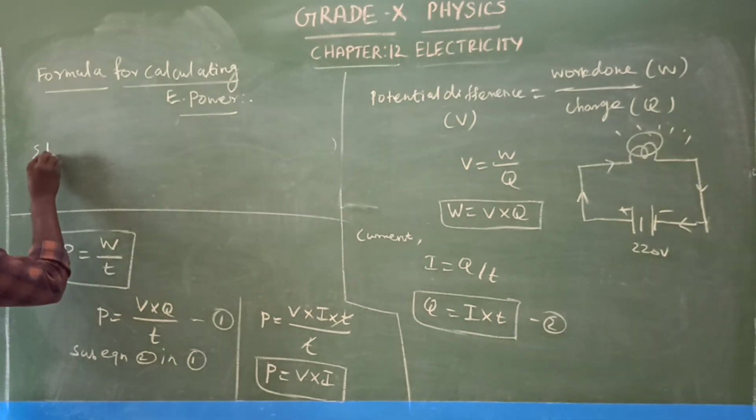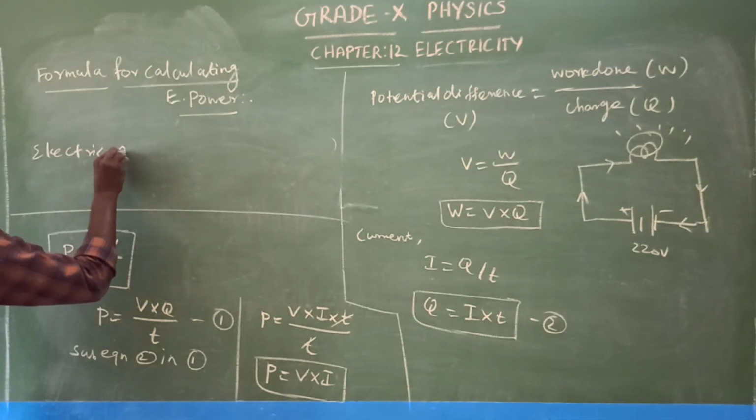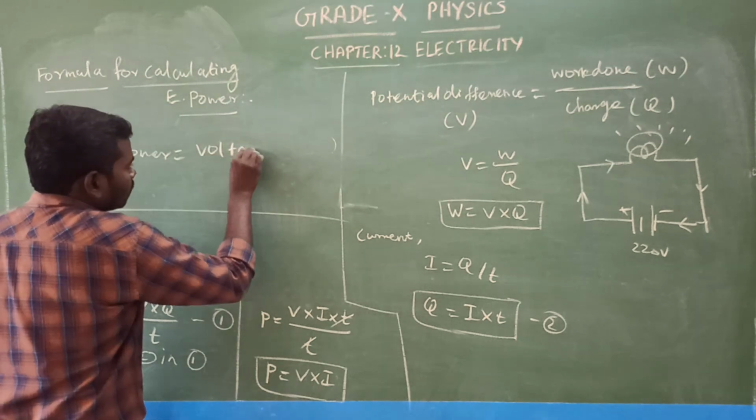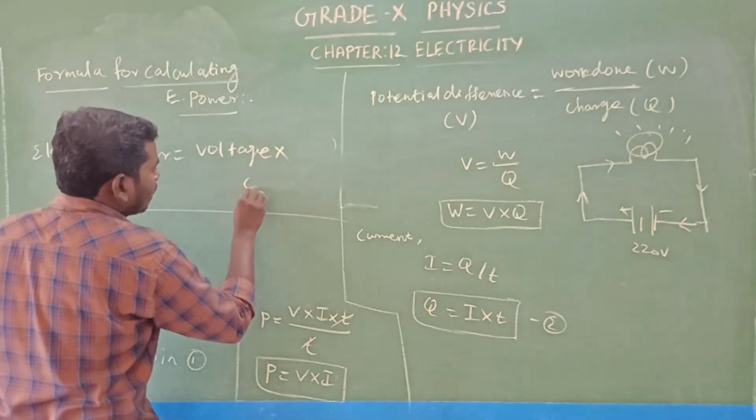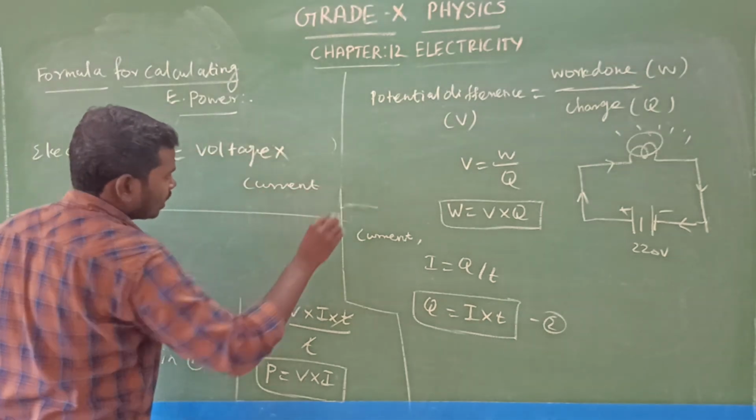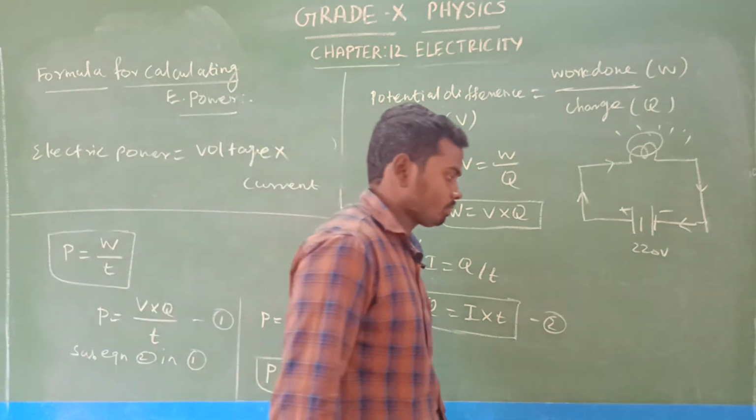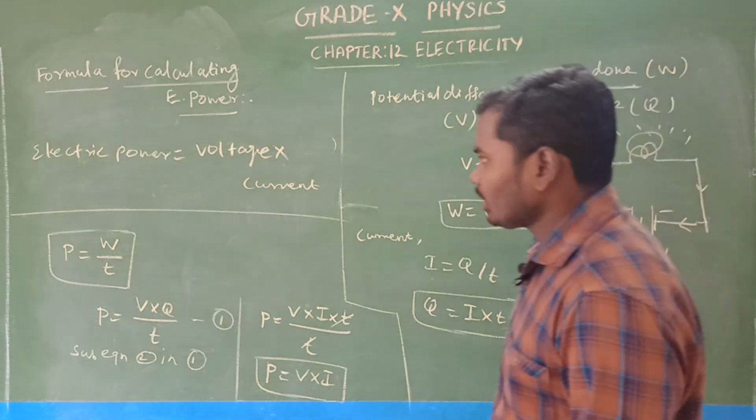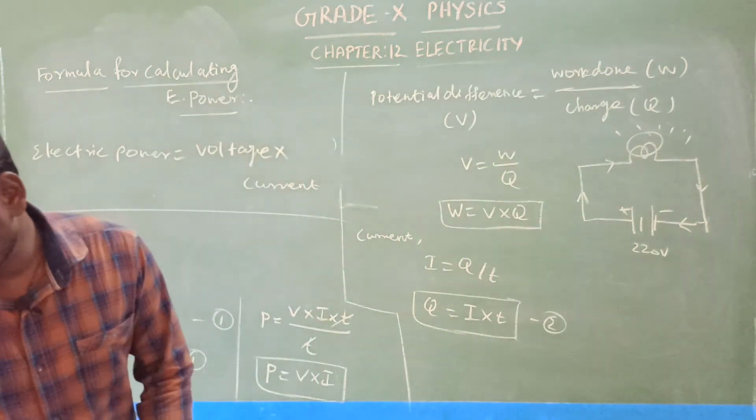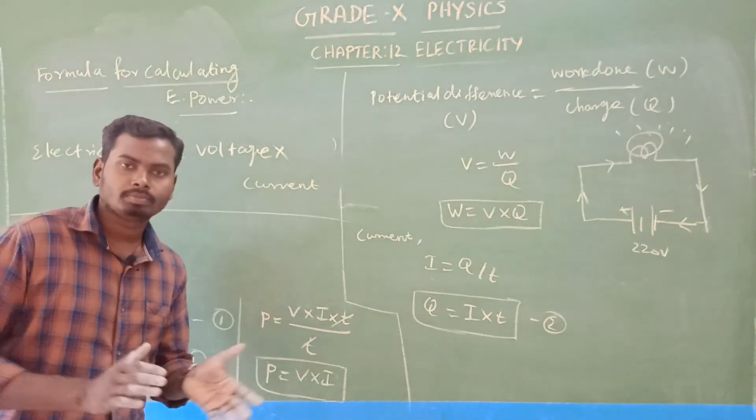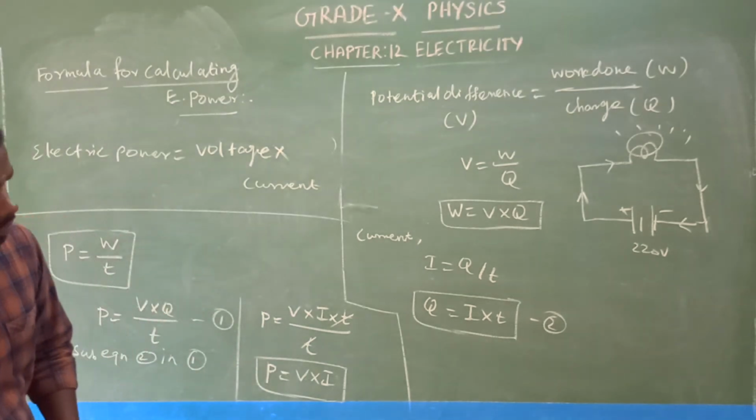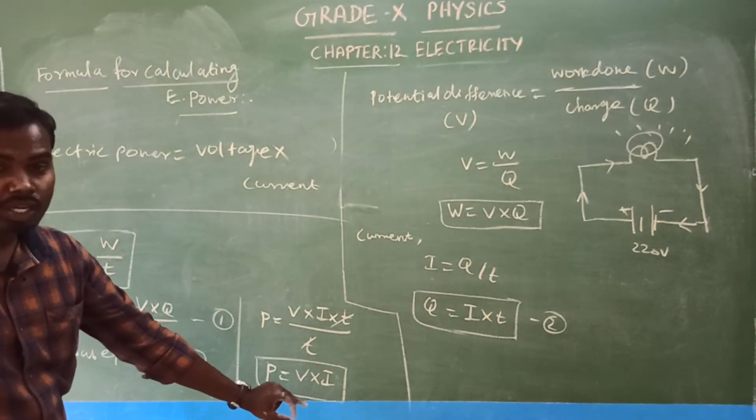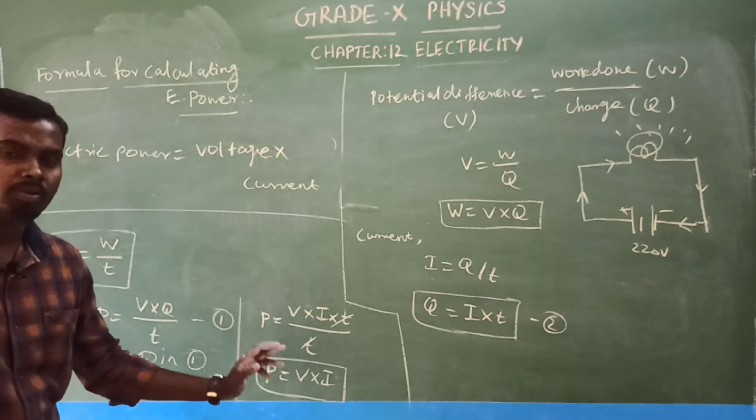So the electric power is equal to voltage into current. This is a very important formula. P is equal to V into I. That is electric power. That's all, students. Very easy one. Don't panic. Keep this formula: P is equal to V into I. That is the electrical power formula.